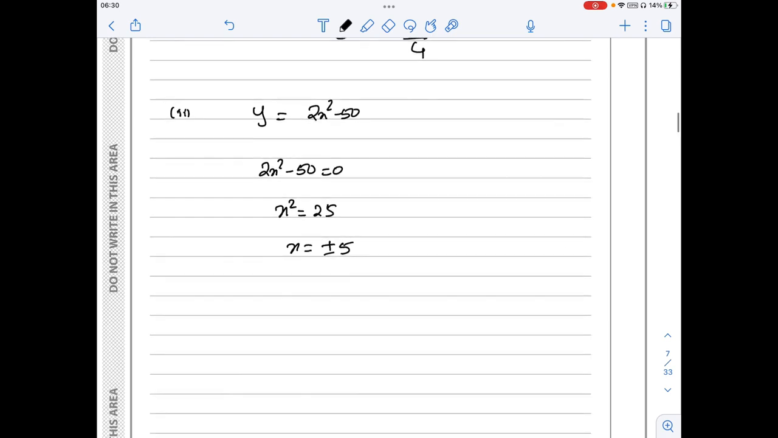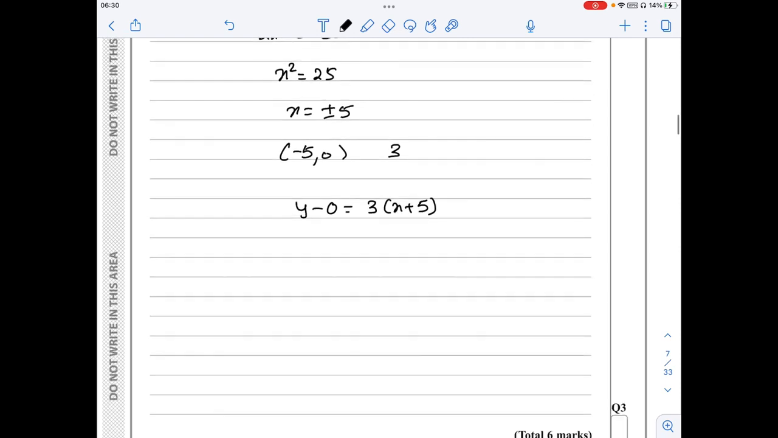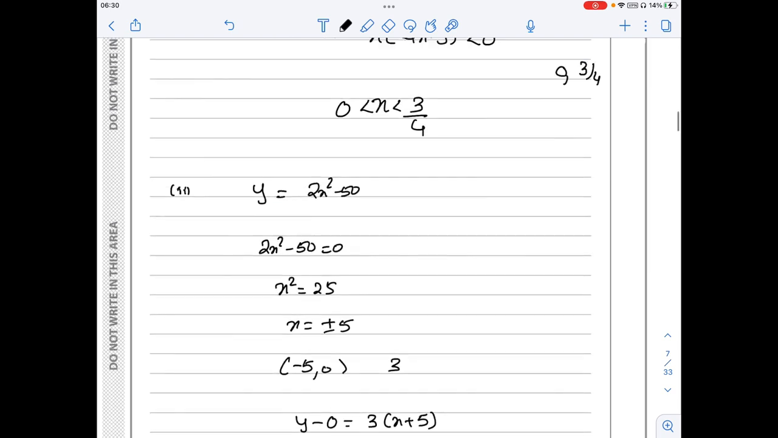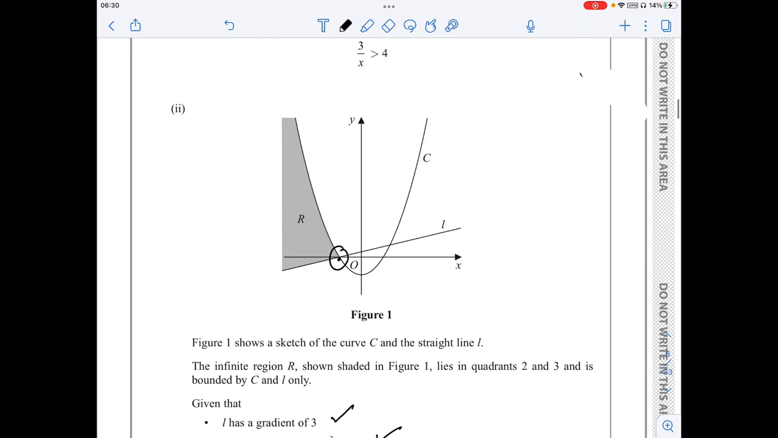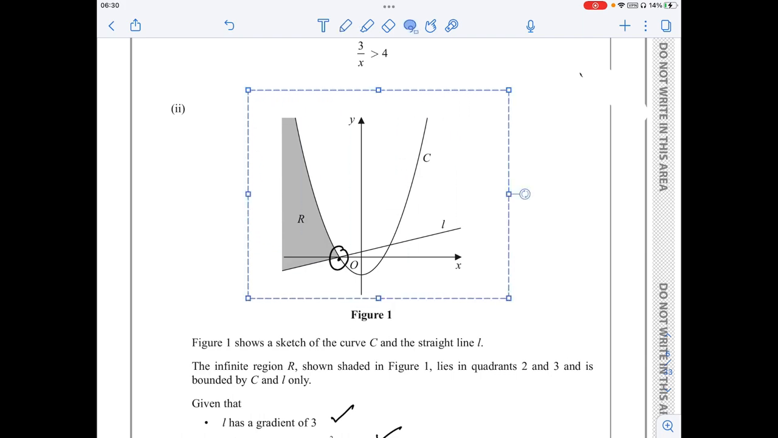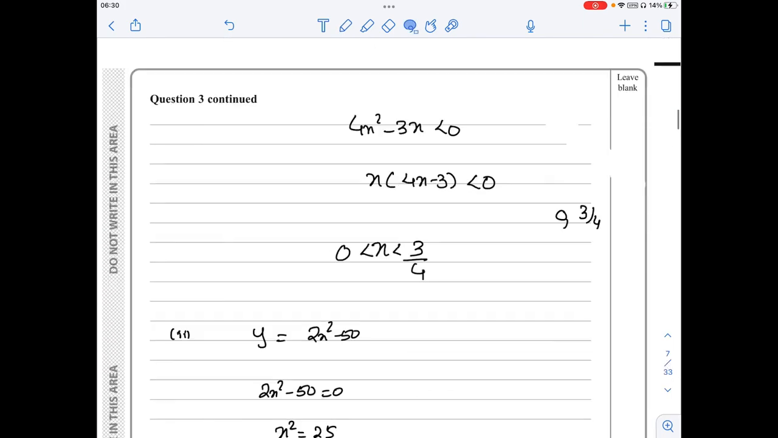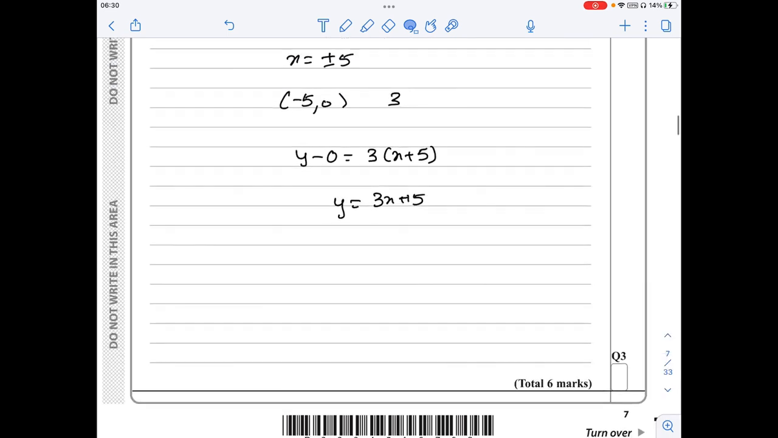So that point is negative 5. So negative 5 comma 0 and the gradient is 3. So y minus y1 equals to m times x minus x1. So the equation becomes y equals to 3x plus 15. Now coming to the inequalities, let us copy the diagram over there.